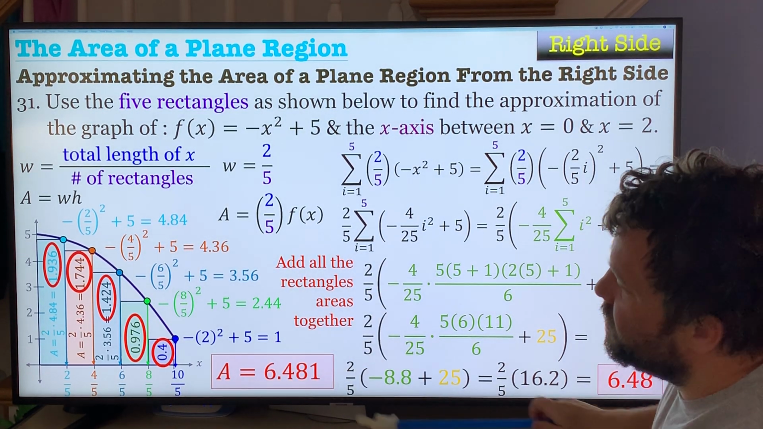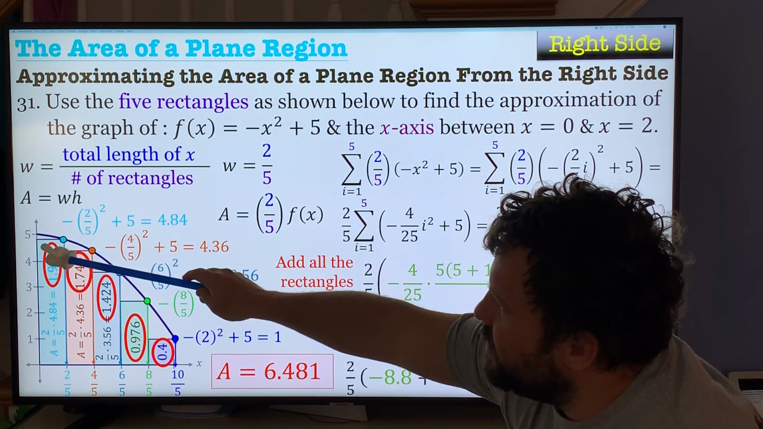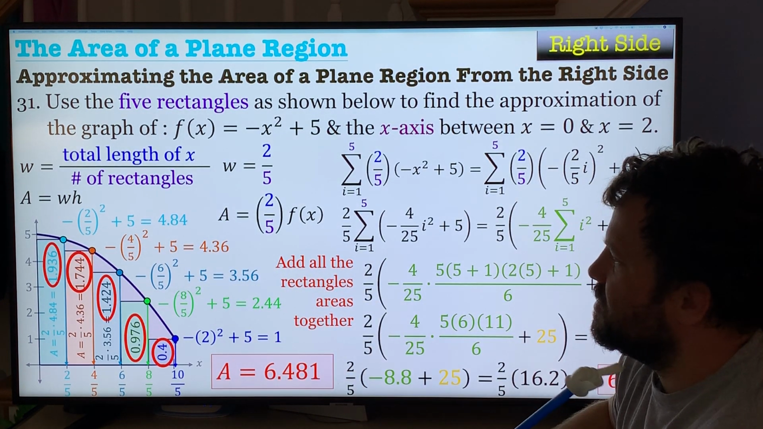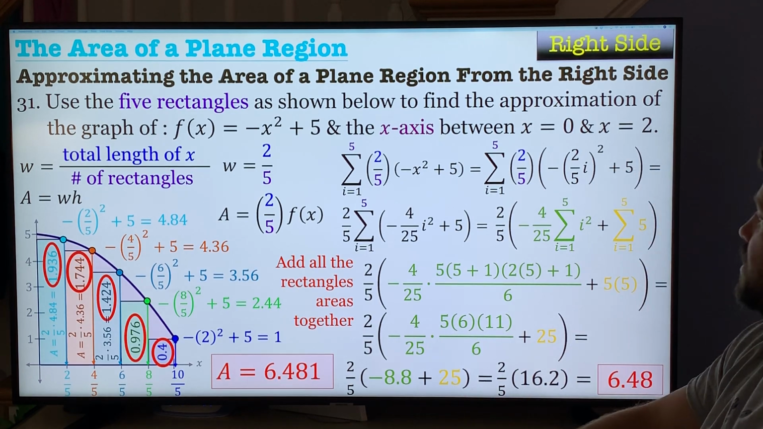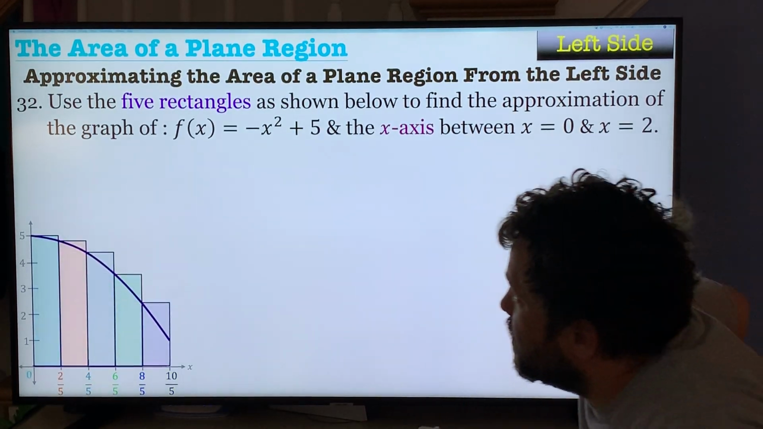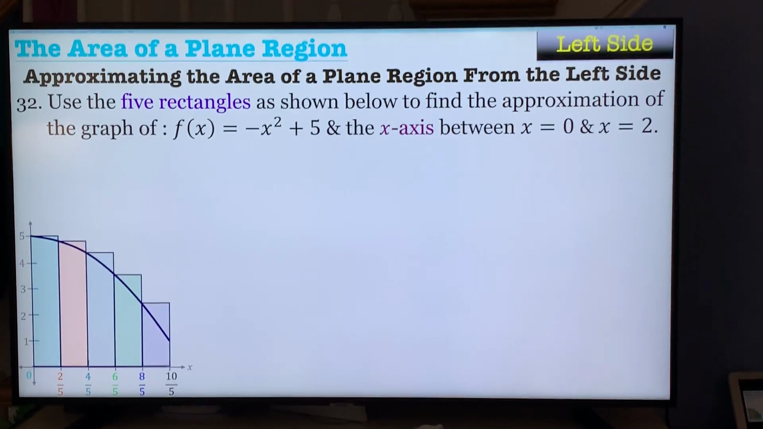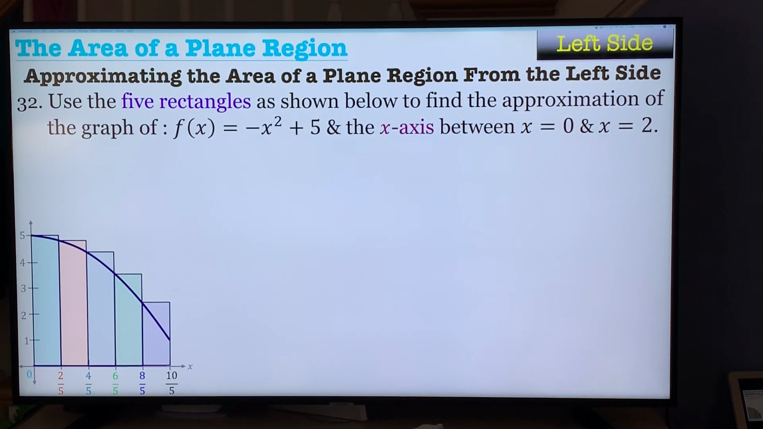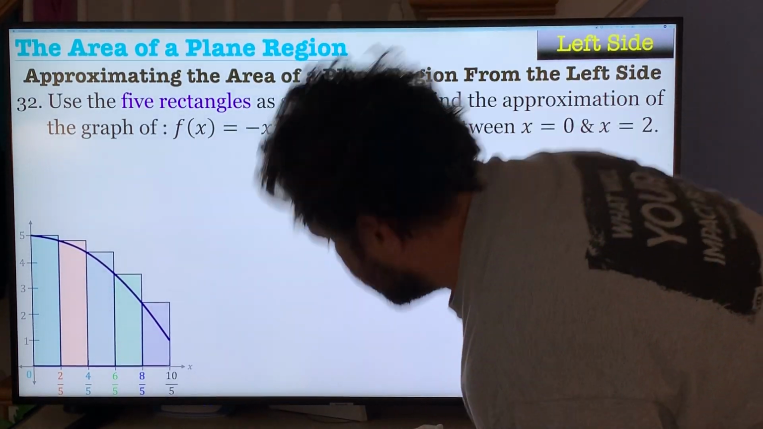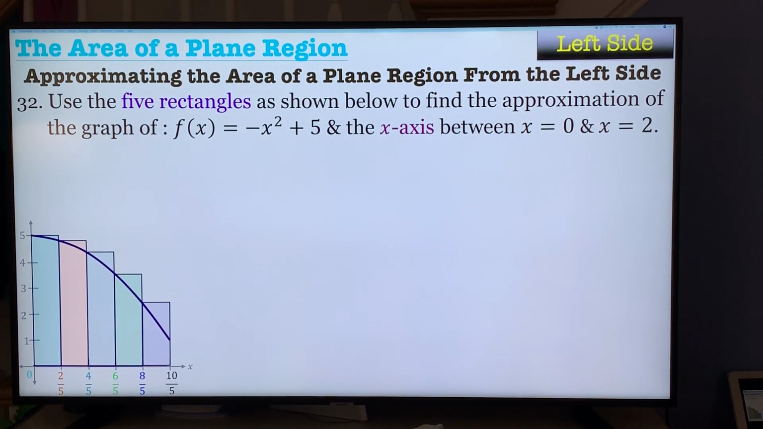Now, say we didn't use the right sides to find heights. Say we use the left sides. Does that change anything, do you think? Now we're going to use the left side. So, when using the left side, what we're going to do is use 5 rectangles as shown to find the approximation of the graph x squared plus 5. All right?